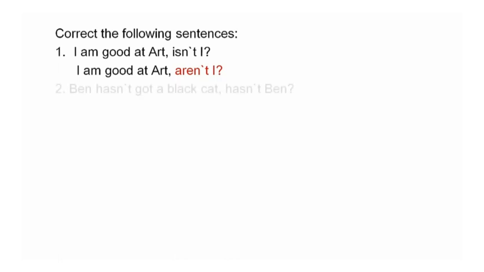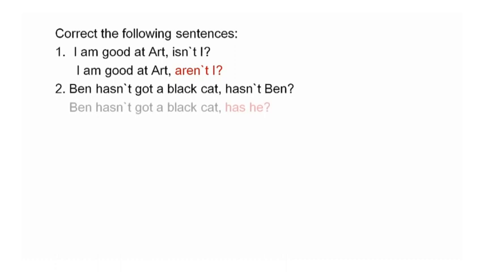The next one, number 2, Ben hasn't got a black cat, hasn't Ben? Now, something is wrong with this hasn't Ben. Can you guess what? The correct sentence is Ben hasn't got a black cat, has he? So we cannot use hasn't if the sentence is negative, and we cannot use Ben in the question tag. We need the appropriate pronoun, which is he in this case.